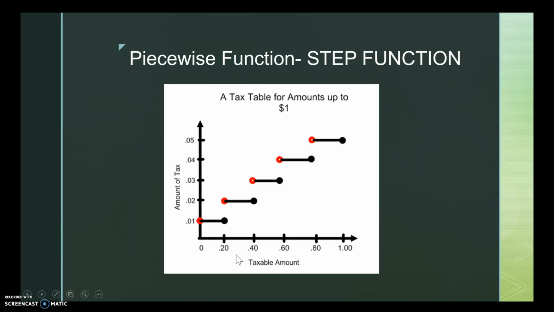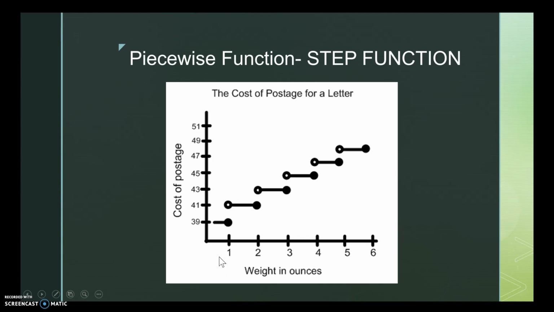Another example of that might be taxable amount. Okay, so for some reason here you have 20 cents and you're taxed a penny or something, and then the next window up to 40 cents you're taxed 2 cents, and then 40 to 60 cents you're taxed 3 cents. And so there's a window that you're taxed there. It steps up. Another one, cost of postage. So like if it weighs all the way up to an ounce, it's 39 cents. If it weighs up to 2 ounces, it's 41 cents. If it weighs up to 3 ounces, it's 43 cents. And so those are some examples of step functions.